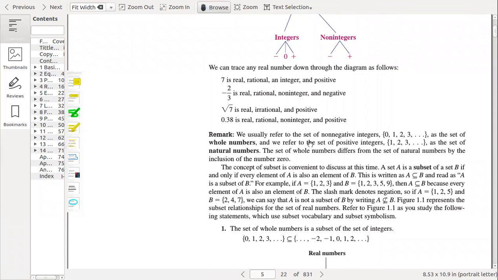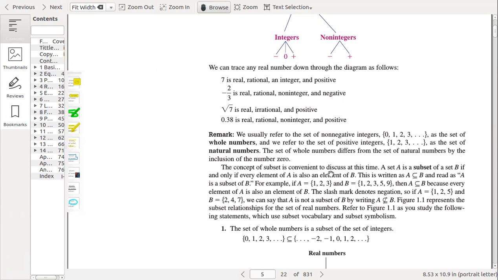Remark: we usually refer to the set of non-negative integers as the set of whole numbers, and we refer to the set of positive integers as the set of natural numbers. So the set of positive integers and the set of natural numbers are the same thing. And the set of non-negative integers and the set of whole numbers are the same thing. The set of whole numbers differs from the set of natural numbers by the inclusion of only zero.